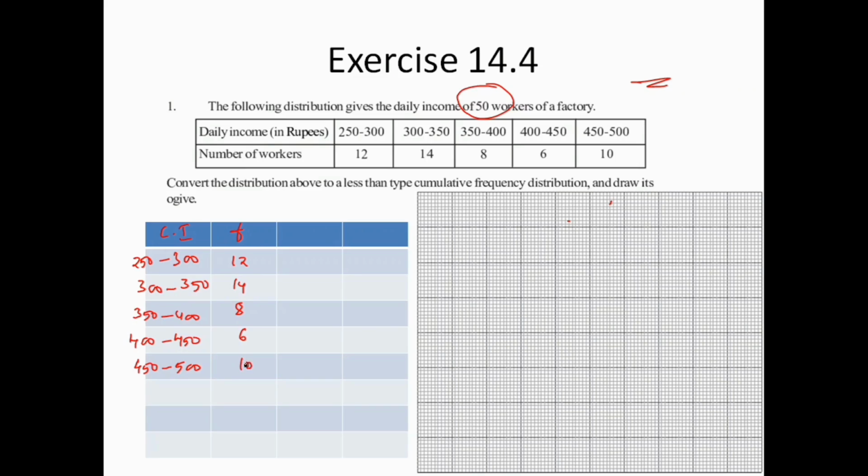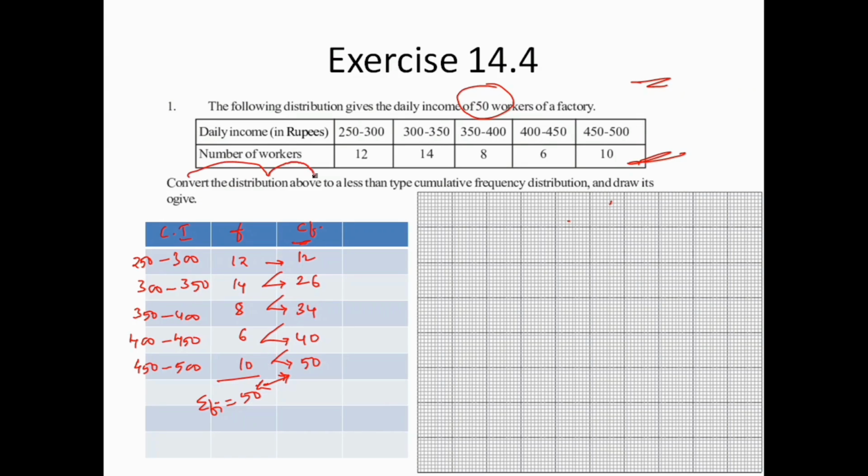6 and 10. Let me add the cumulative frequency also. I am adding this one over here. Now when I add these two, the result is 26. When I add these two, the result is 34. When I add these two, the result is 40. Now when I add these two, the result is 50. So here sigma f_i is equivalent to the sum of all the frequencies. This is the data given up to here, isn't it? Let's look at the next one.